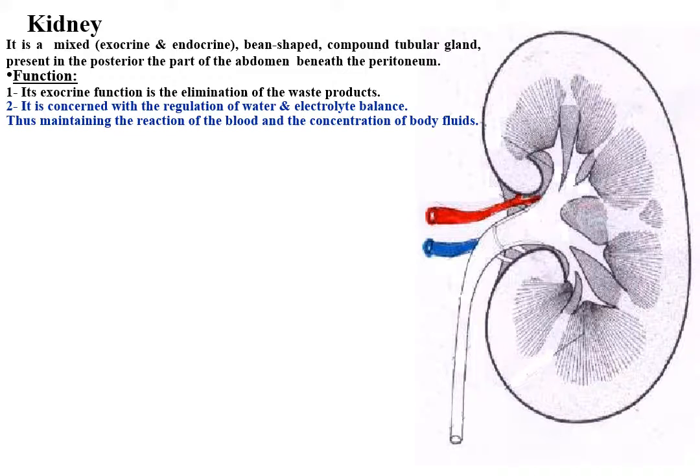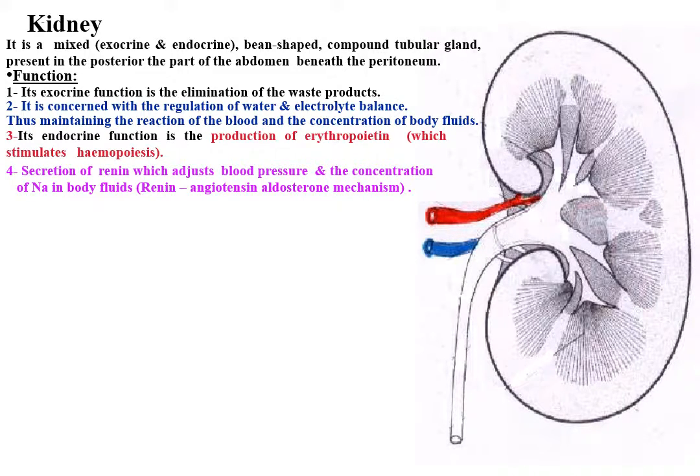concentration of body fluids. Its endocrine function is the production of erythropoietin, which stimulates hemopoiesis, secretion of renin, which adjusts blood pressure and the concentration of sodium in body fluids, renin angiotensin aldosterone mechanism. Also, kidney is important for activation of vitamin D, which increases calcium ion absorption in small intestine.